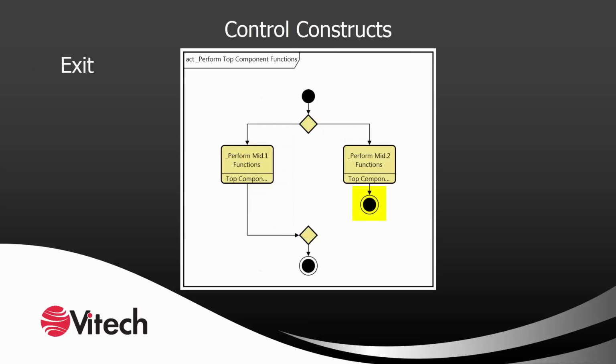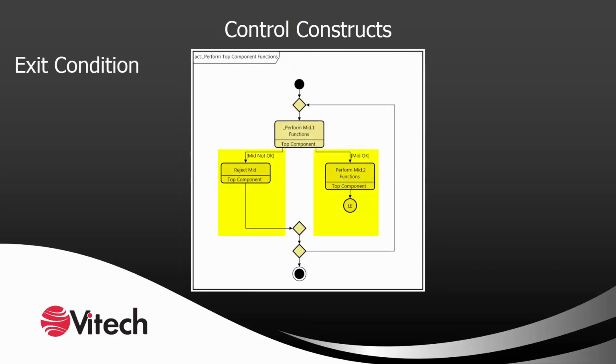An exit node can be placed anywhere in the flow of control to indicate that this function has come to completion. From here, the control will move to the double black circle at the end of the diagram. A function can have multiple exit paths that come from the function itself. These are exit conditions. This is similar to a function followed by a select construct, but the function controls which path is taken.